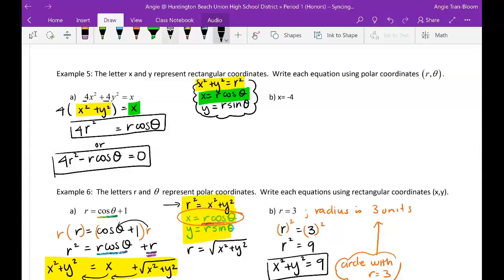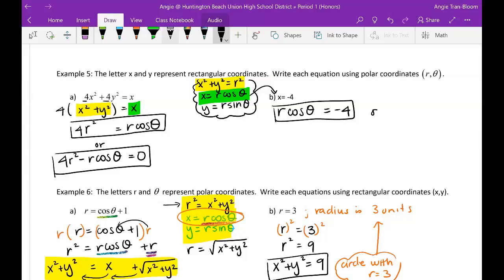Okay, here we go. Example 5b. How do you write x equals -4? So this is a vertical line, as a function in polar. Well, it's simple, right? X is just simply what? R times cosine of theta. That's it. X can always be substituted with r times cosine theta. And -4 is dropping down to -4. Voila! That is so hard, right?